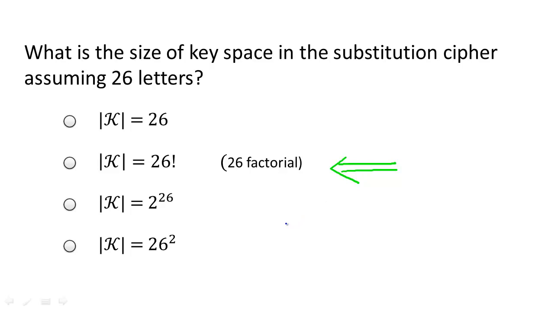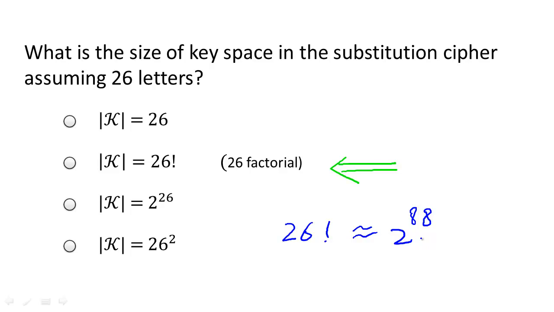If you calculate this out, 26 factorial is about 2 to the 88, which means that describing a key in a substitution cipher takes about 88 bits. So each key is represented by about 88 bits. Now, this is a perfectly fine size for a key space. In fact, we're going to be seeing ciphers that are adequately secure with key spaces that are roughly of this size.